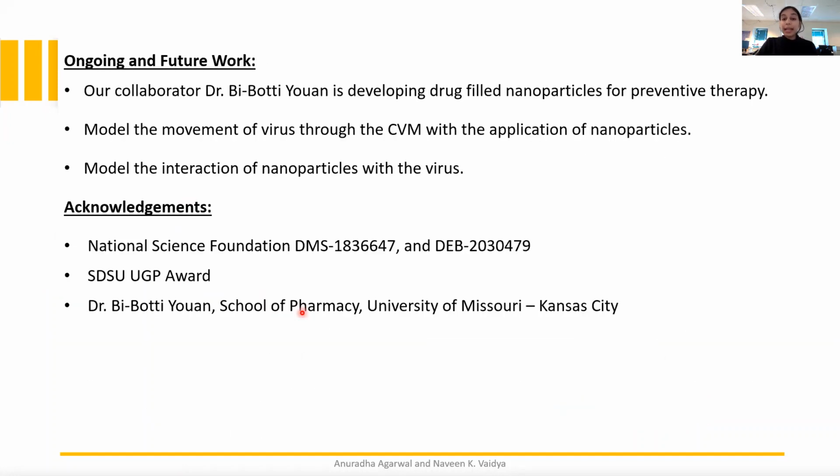In the future, we are planning to model the movement of virus through the CVM with the application of the nanoparticles and their interaction with the virus.